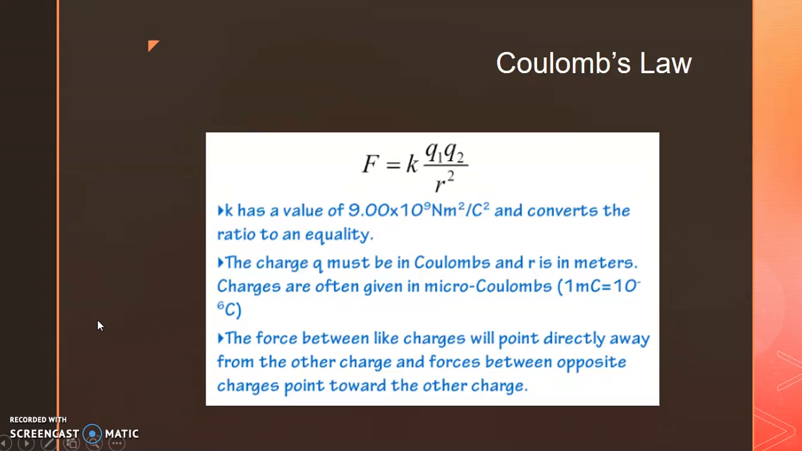So here is Coulomb's law and some of those constants that you have to identify with it. Remember that k has a value of 9.00 times 10 to the 9th and converts the ratio to an equality. The charge q must be in coulombs and r is in meters. Charges are often given in microcoulombs. The force between like charges will point directly away from the other charge, and forces between opposite charges point toward the other charge.